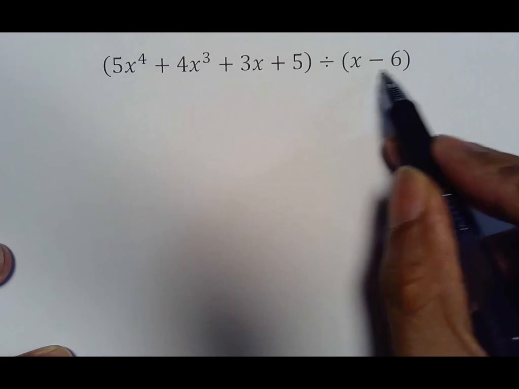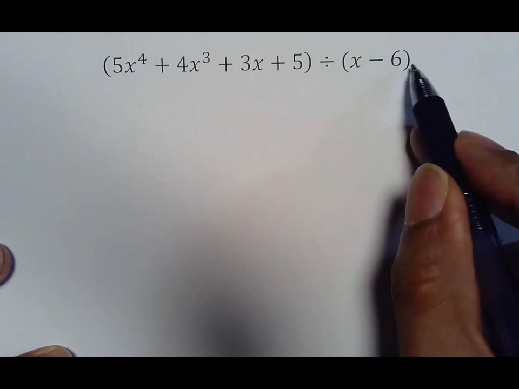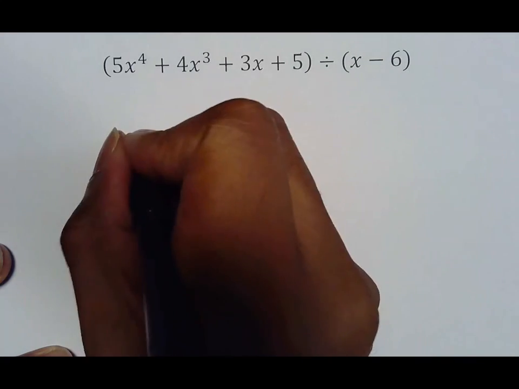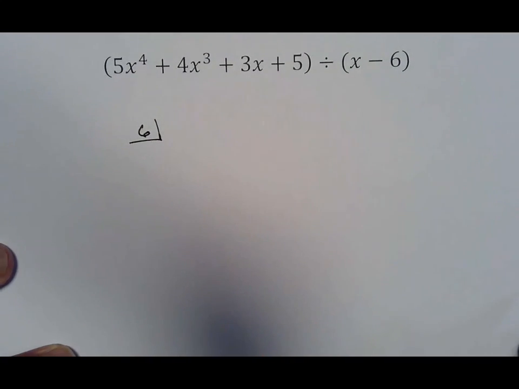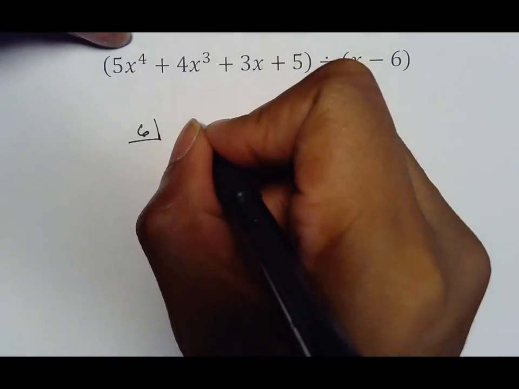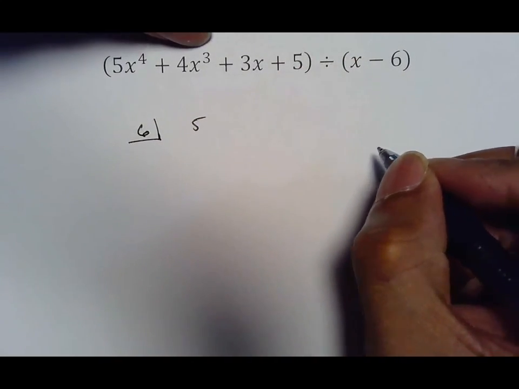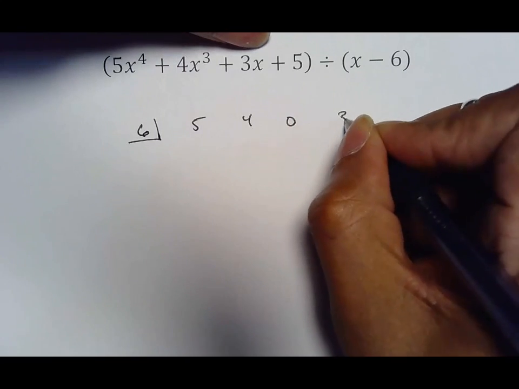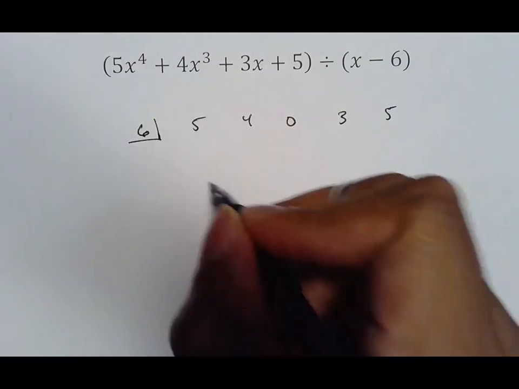But the first thing we should do is recognize that this is a good situation. x plus or minus a number is good. Then you say, what number would I use? This is x minus 6, so I will use a positive 6. You then take your coefficients. 5, that's x to the fourth. There's my x to the third. There is no x squared. There is an x, and there is a constant.